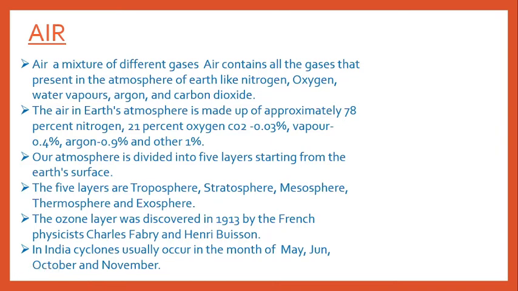Actually, our atmosphere is divided into five layers. Starting from the Earth's surface, the atmosphere is divided into five layers. Those are the troposphere, stratosphere, mesosphere, thermosphere, and exosphere. These are the five layers present in the atmosphere.